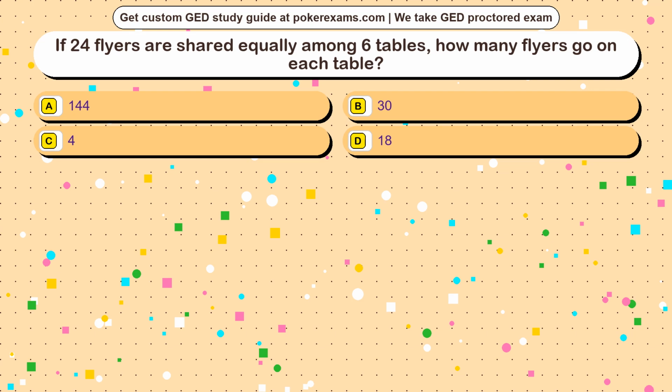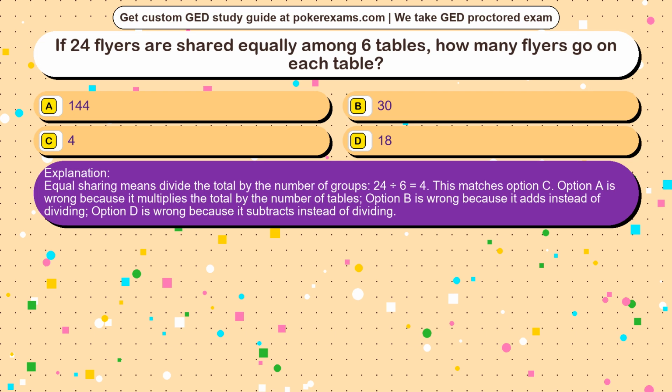The correct answer is option C. Equal sharing means divide the total by the number of groups. 24 divided by 6 equals 4. This matches option C. Option A is wrong because it multiplies the total by the number of tables. Option B is wrong because it adds instead of dividing. Option D is wrong because it subtracts instead of dividing.